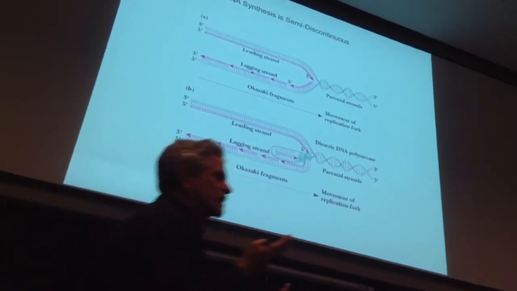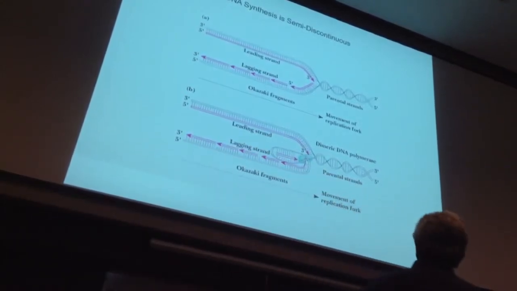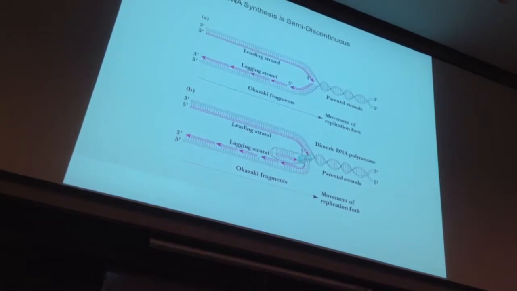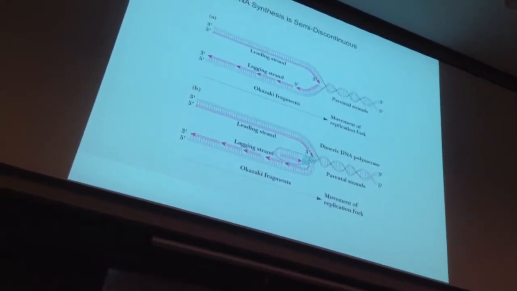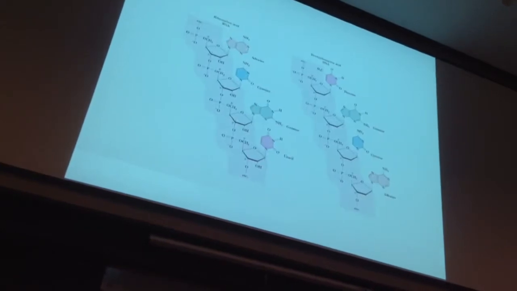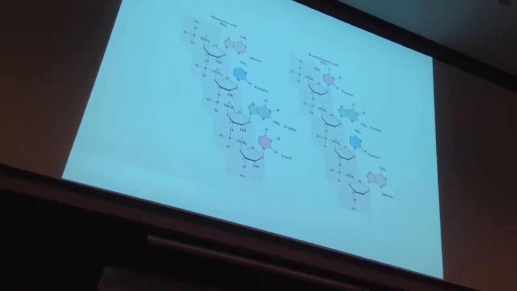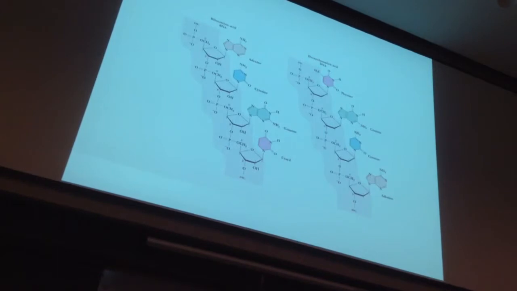And why do you think you need a primer for DNA synthesis? When you make RNA, you don't need a primer at all. So you don't need a primer to make RNA, but you need a primer to make DNA. Does anybody have any idea why?